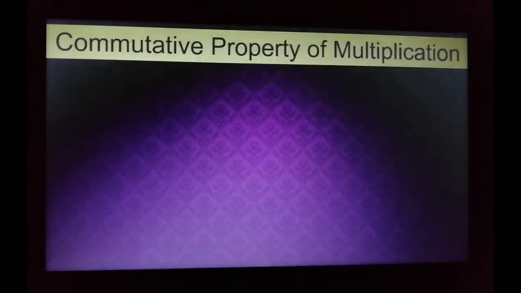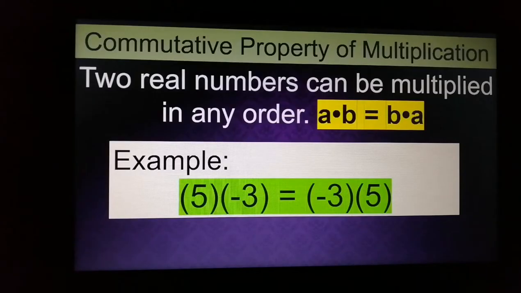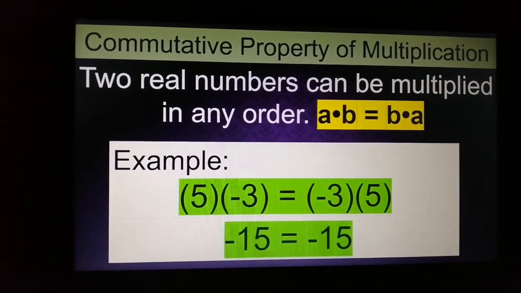Commutative property of multiplication. Two real numbers can be multiplied in any order. A times B is equal to B times A. So let's have this example. 5 times negative 3 is equal to negative 3 times 5. And pares tayo na naging answer. We have here negative 15 is equal to negative 15.